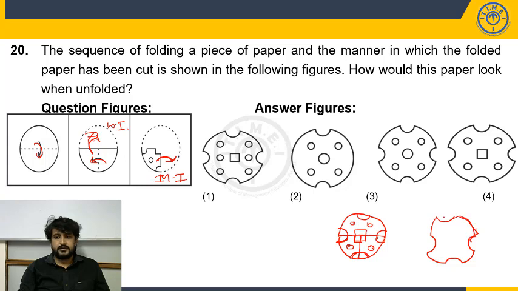The diagram should look like this, right? So here is a square and these are the 4 circles. Which option is matching with that? Fourth option. So choice 4.